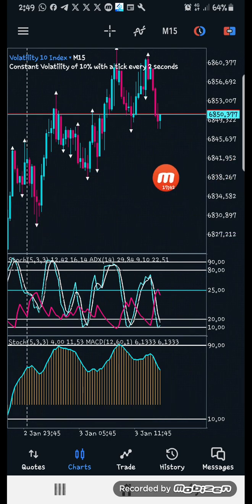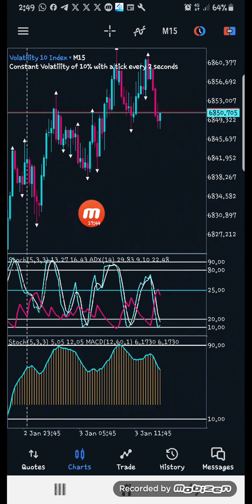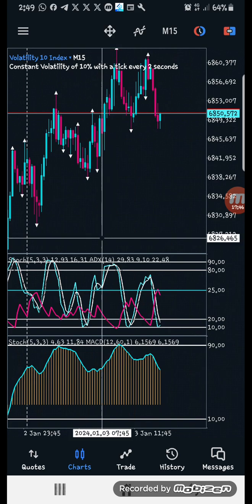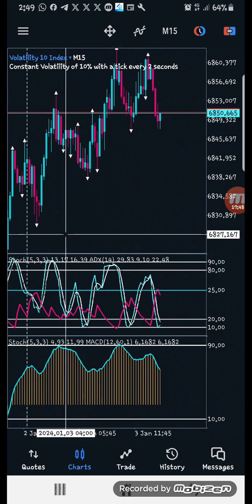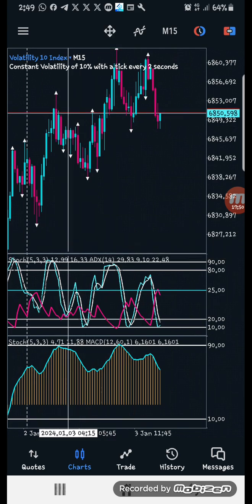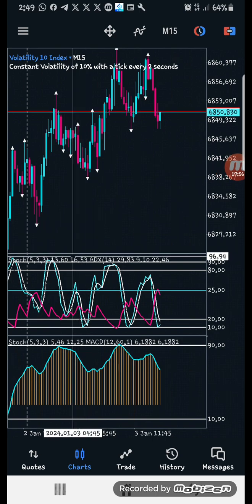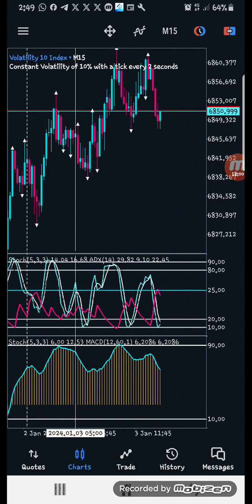If you check now, this is the first one, bullish. We'll have another one here. This one wasn't good, because the ADX was not pointing downward. You understand? It's not corresponding. So once the ADX and the stochastic are not agreeing, you ignore it. Completely ignore it.